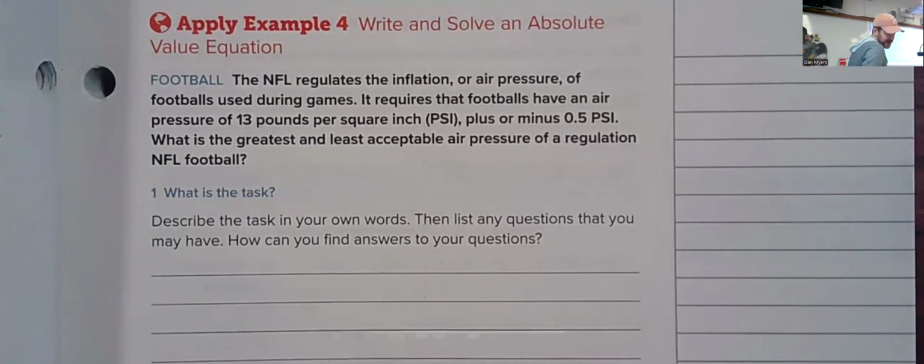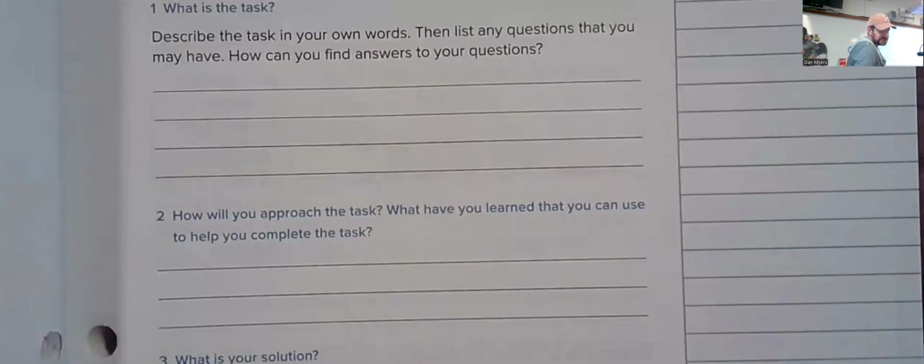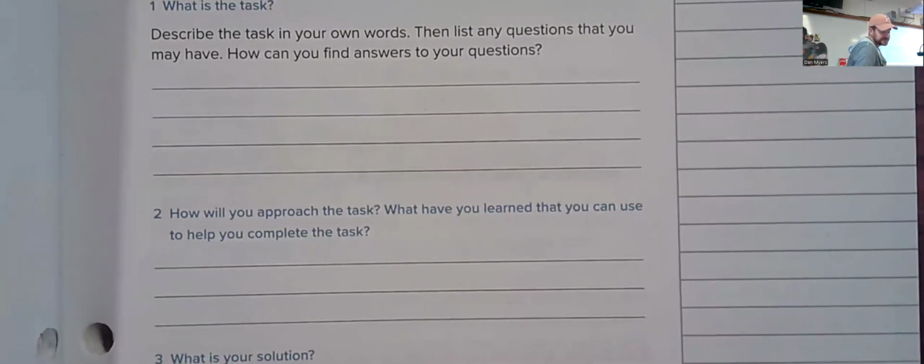Anyway, describe the task in your own words. List any questions that you may have. Well, the task is figure out the acceptable air pressure. If you want to write that, you can. If you don't want to write that, don't worry about it. This is a lot of space to do a very simple math problem. How will you approach the task? What have you learned? We are going to use absolute value, though, in order to solve this.